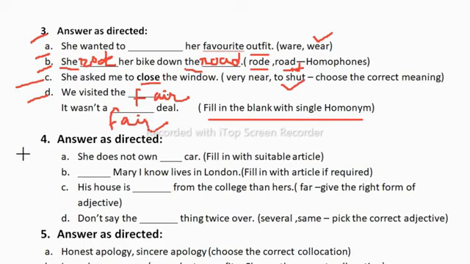Now let's read the fourth one, answer as directed. She does not own dash car. Here you have to fill the blank with a suitable article. Here we are talking about a common car, so we have to take an article, because before a consonant we have to use article A. Now let's move to the next one, B. Mary, I know, lives in London. Fill in the blanks with the article if required.